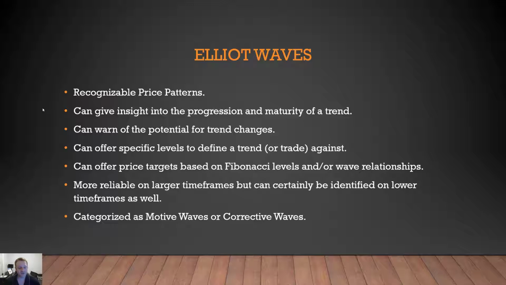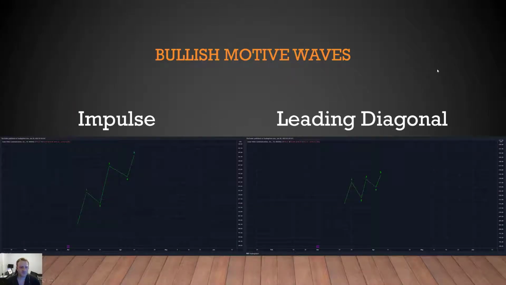So you can categorize as motive waves or corrective waves. Motive waves are waves that are in the direction of the larger trend, and there's specific patterns that can be identified as motive waves. And then corrective waves obviously are corrective patterns that are counter to the larger trend or direction in play. So let's continue on with the slide here. So here's some just simple line diagram examples.